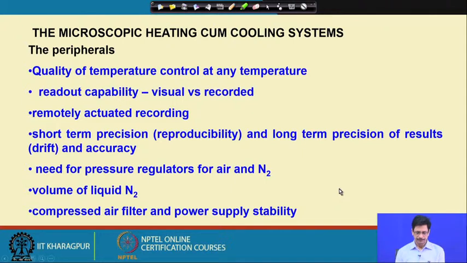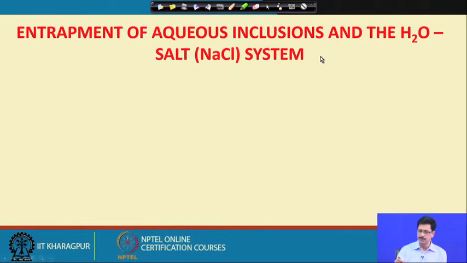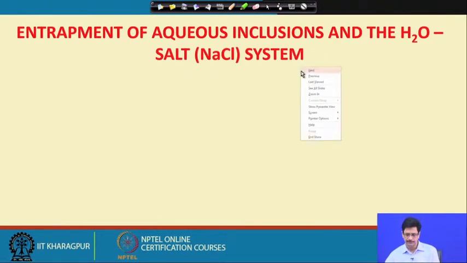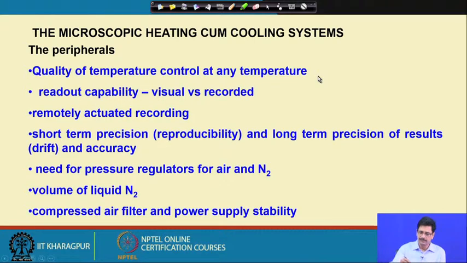And then the peripherals, like the quality of temperature control at any temperature. That means the design of the control device is such that the quality of the temperature control should be the best possible for us, and the readout capability versus visual record.